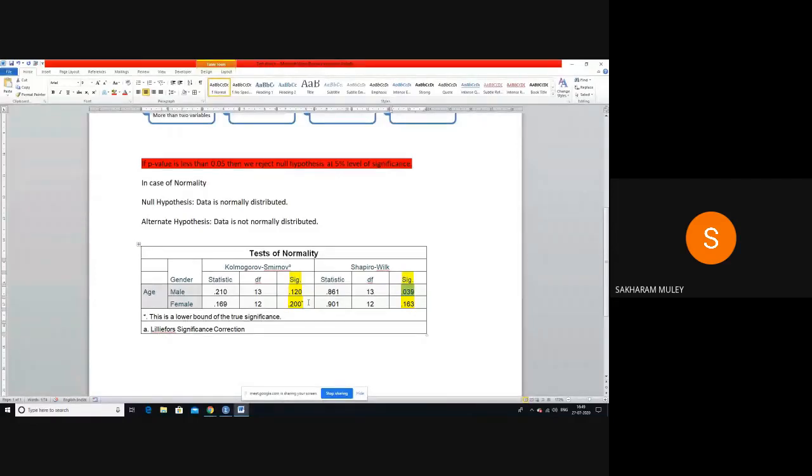Here also the interpretation is the same: if my p-value is greater than 0.05, then we retain the null hypothesis that data is normally distributed. Otherwise, data is not normally distributed. As far as the Shapiro-Wilk test is concerned, the data for male and female is differently distributed. Data for male is not distributed normally, but data for female is distributed normally. So in such a situation, I cannot use a parametric test. But on the basis of the other test, I can say that my data is approximately normally distributed.